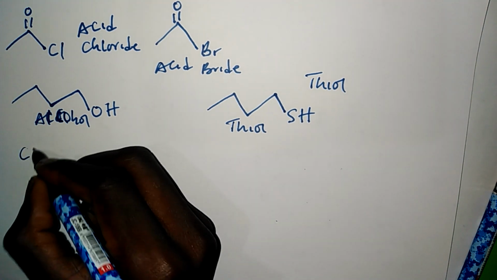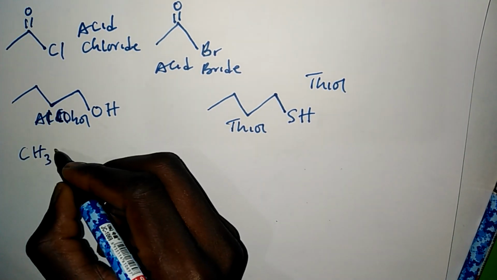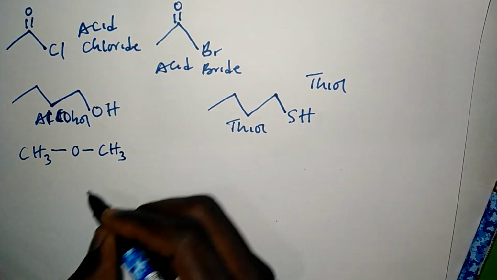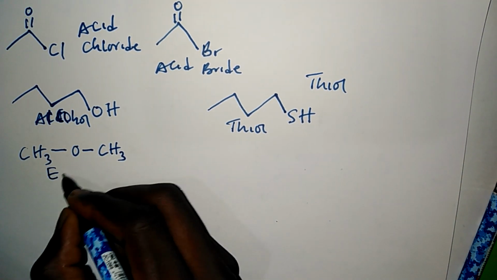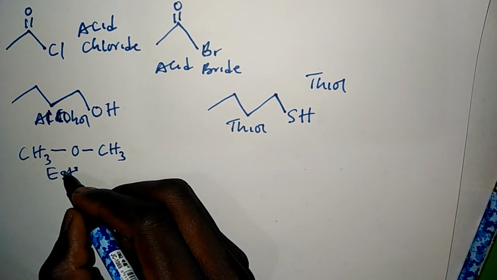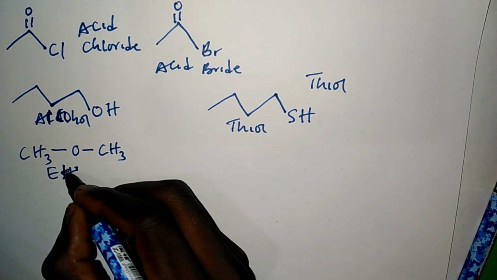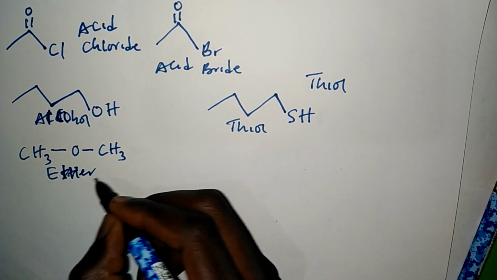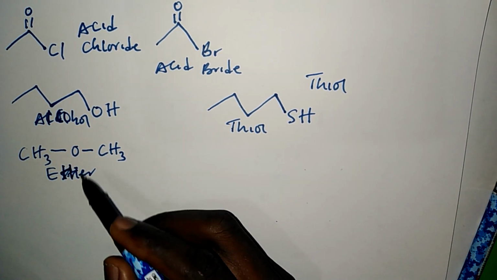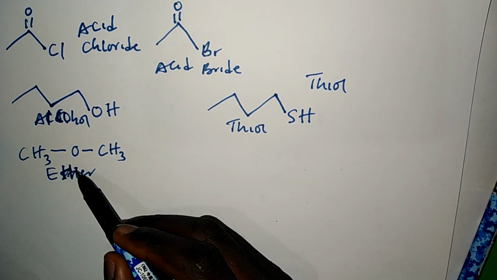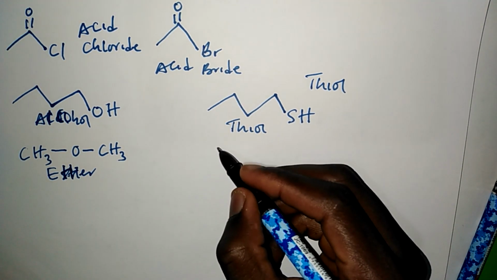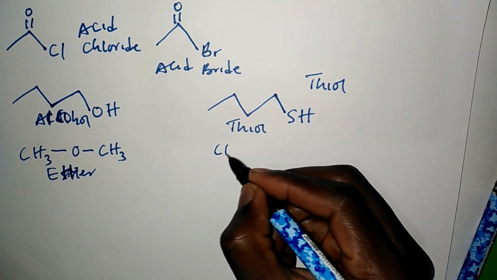Now, what if you now have an ester, CH3, an ester? Sorry, an ether, not ester, please. This is an ether. This is not an ester. It's an ether. Whenever you see oxygen bonded to two R groups, it is an ether. Now, this is an ether.